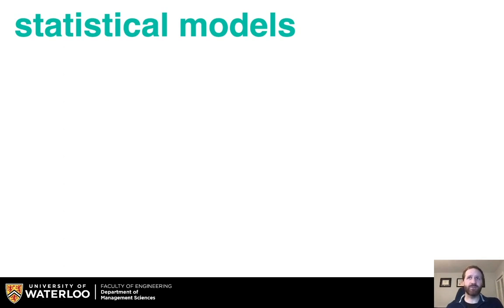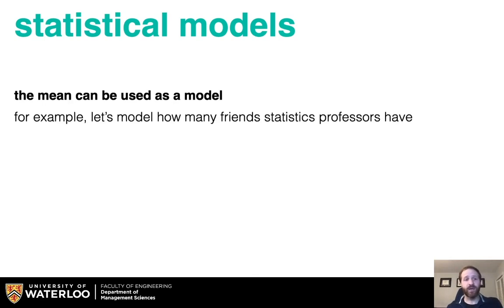When we think about statistical models, you might be thinking about something like a regression model or something very possibly more complex. But the mean can be used as a model. It's one of the simplest models, and so it's very useful to look at it directly as a model. So for example, let's model how many friends statistics professors have.